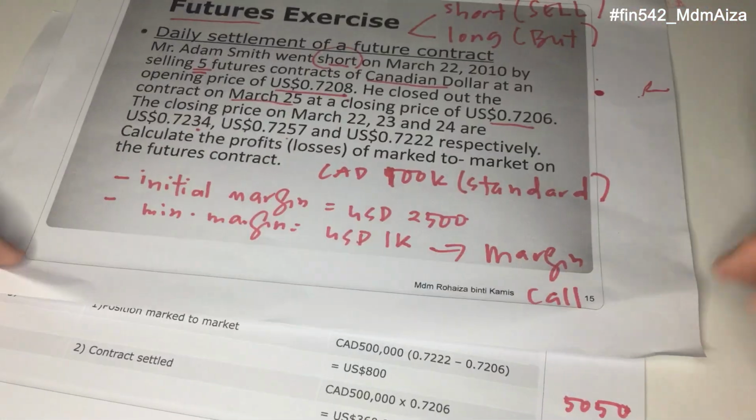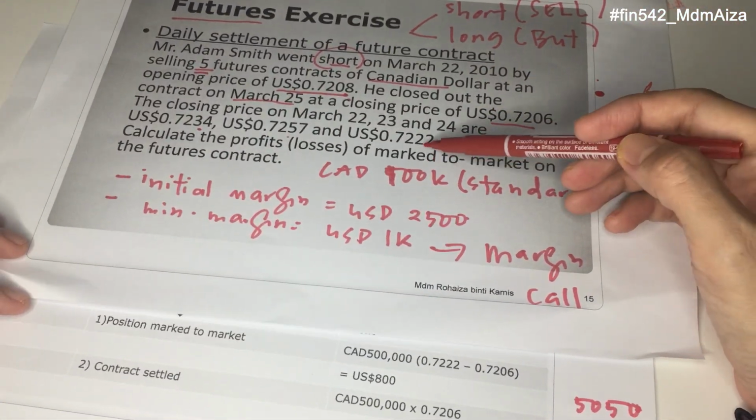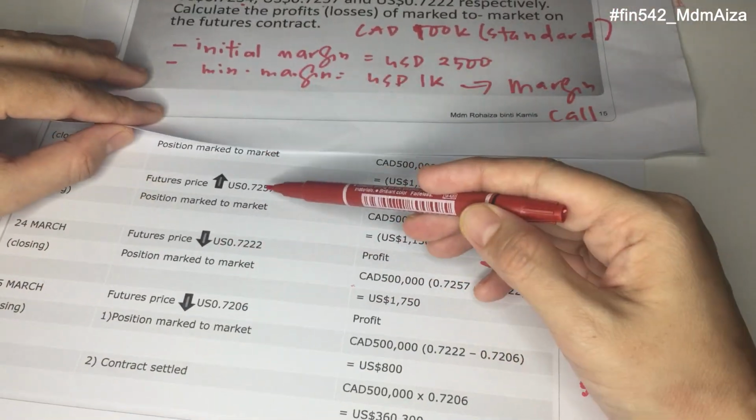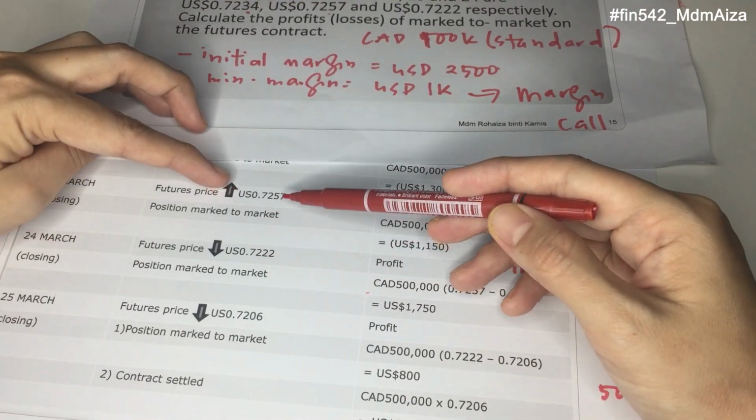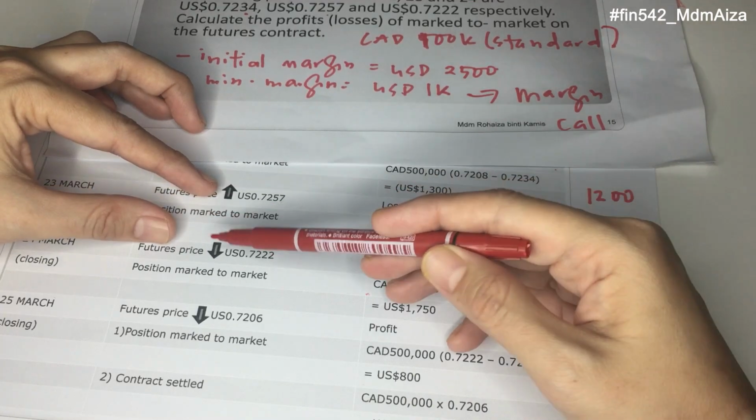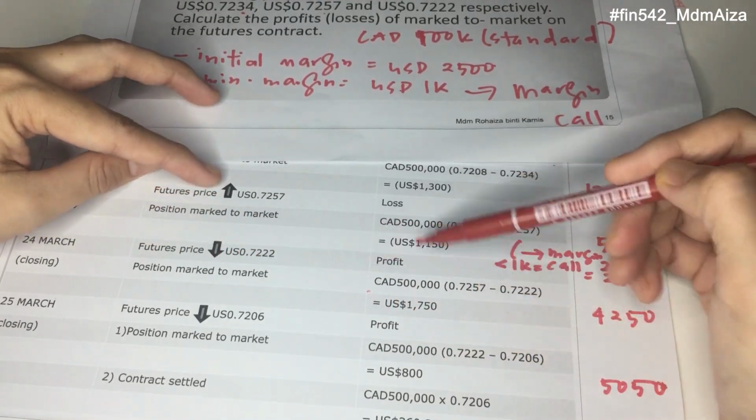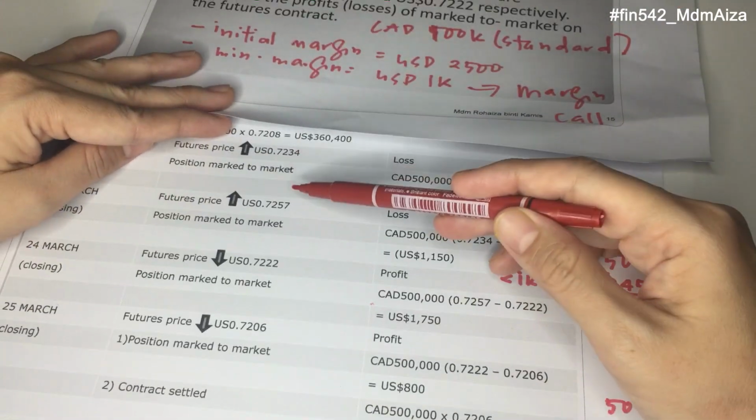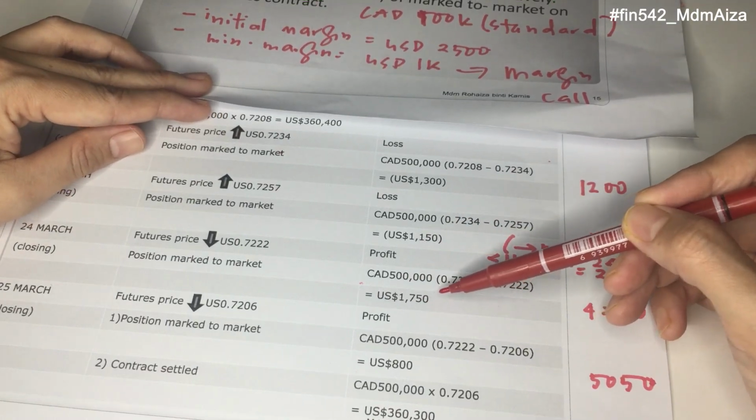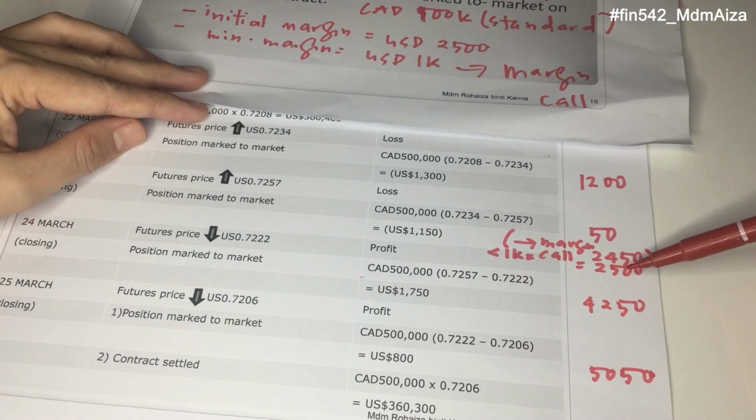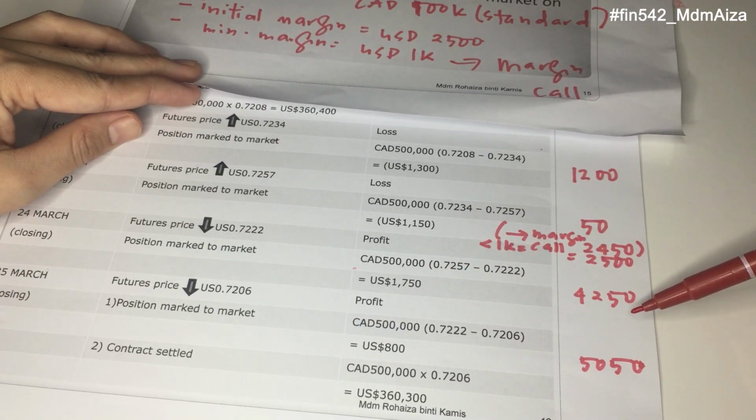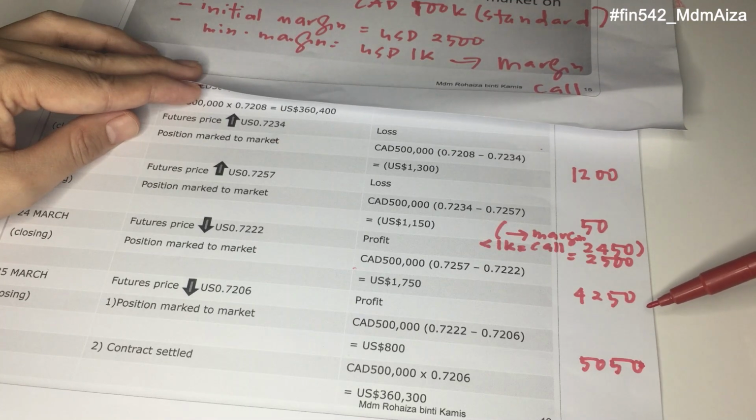So what happened on the 24th of March? The closing price would be 7222. Okay, what happened to the price? This is a sell, this is the buy. So they sell at 7257, buy at 7222. As a logic, if the futures price reduces, Adam Smith will gain a profit. Again, atas minus bawah times 500,000, so they will get a profit of 1750. So 2500 plus 1750, they will have an accumulated margin balance of 4250.